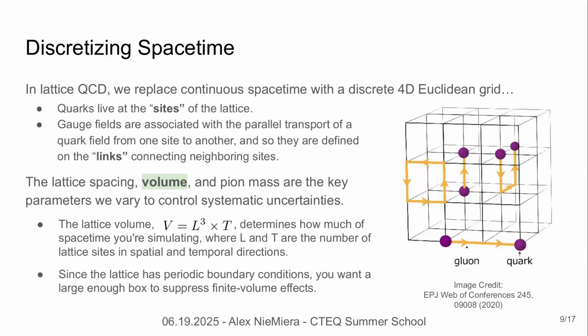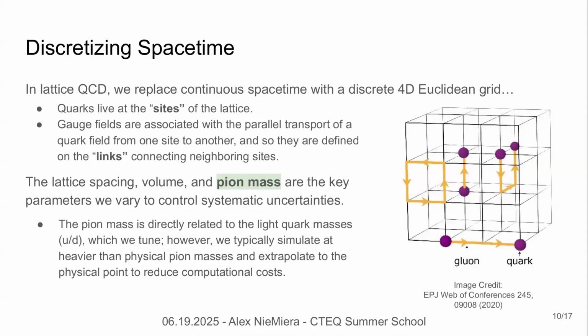The volume is essentially how large of a box we're simulating in. The main thing here is that we want to make sure that our box is large enough that we don't have any overlap at the periodic boundaries from whatever we're trying to put in our box. And then finally, the pion mass, this basically gives us some control over reducing the computational cost by allowing us to simulate heavier than physical pion masses, which are a little easier.